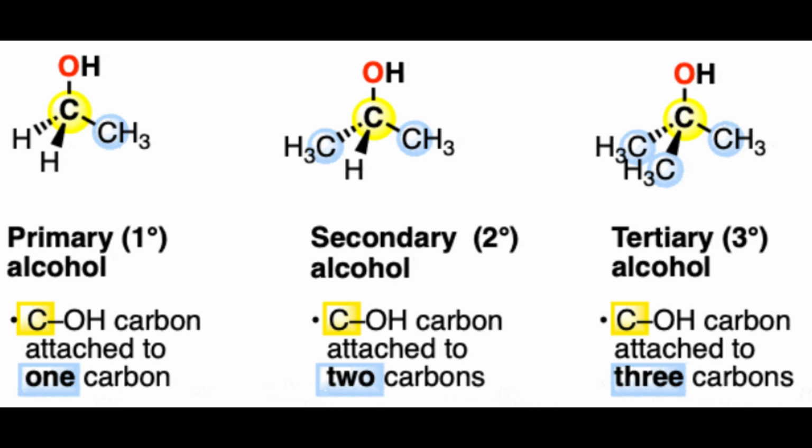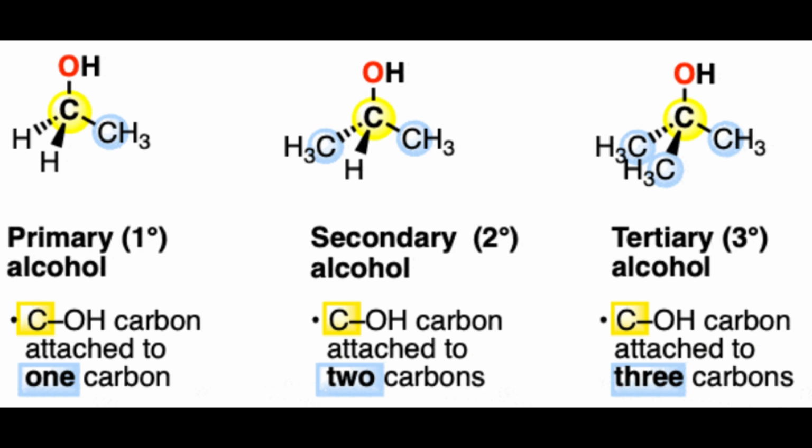Alcohols can be classified into three categories based on the number of carbon atoms attached to the carbon bearing the hydroxyl group. In primary alcohols, the carbon with the hydroxyl group is attached to only one other carbon atom. A common example is ethanol or ethyl alcohol.